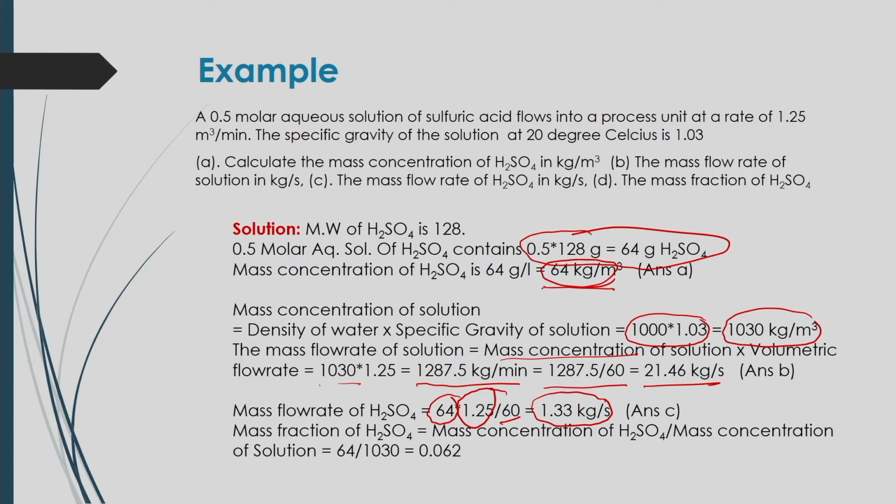And what should be the mass fraction? Very interesting: you know the mass of the sulfuric acid in a certain volume, that is 64 kg per meter cube, and also you know the mass concentration of the solution. So, from the mass concentration of sulfuric acid divided by the mass concentration of solution, you can easily get the mass fraction of that sulfuric acid. So, it will be 64 by 1030, which comes as 0.062.